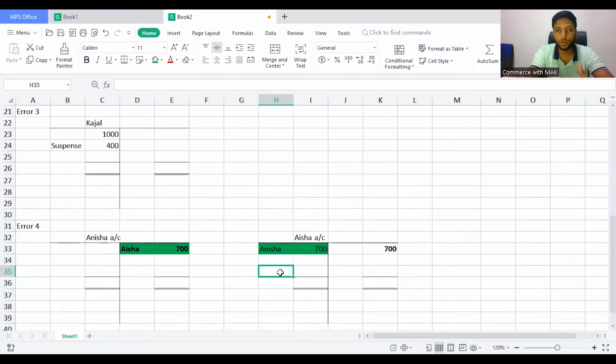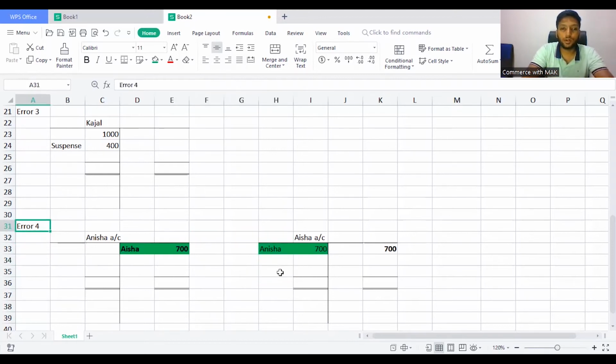Complete reversal, you are putting it on the opposite side. Compensating, you are setting off the accounts. Then original entry, you are putting a lower value than expected, or maybe a higher value, and then principle, maybe your class of account might be different. So let's move on to the point of discussion.